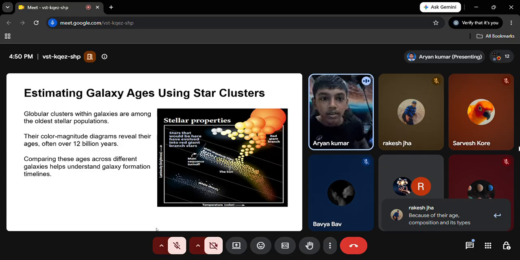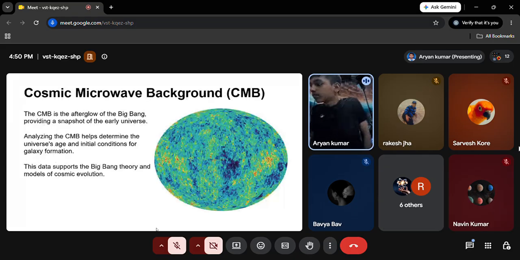Okay, CMB, cosmic microwave background radiation. The CMB is the afterglow of the Big Bang, providing a snapshot of the early universe. Analyzing the CMB helps determine the universe's age and the initial conditions for galaxy formation. This data supports the Big Bang theory and the model of cosmic evolution.